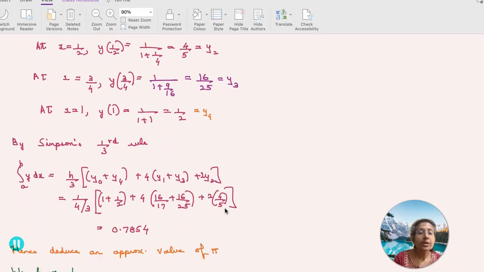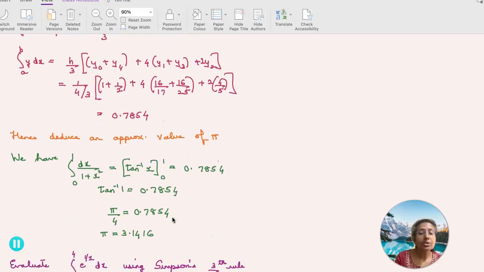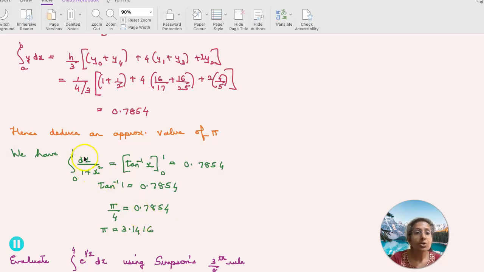So again, by Simpson's 1/3 rule, the integral will be h by 3 into y0 plus y4 plus 4 times y1 plus y3 plus 2 y2. Substituting, you get 0.7854. Hence deduce an approximate value of pi. Now the integral from 0 to 1 of dx by 1 plus x squared, you know, is tan inverse x within the limits 0 to 1. And by your calculation, it is 0.7854. So this is tan inverse 1, which is 0.7854, because tan inverse 0 is 0. So pi by 4 is 0.7854 or pi is 3.1416, which is the value of pi which you use in problem solving.